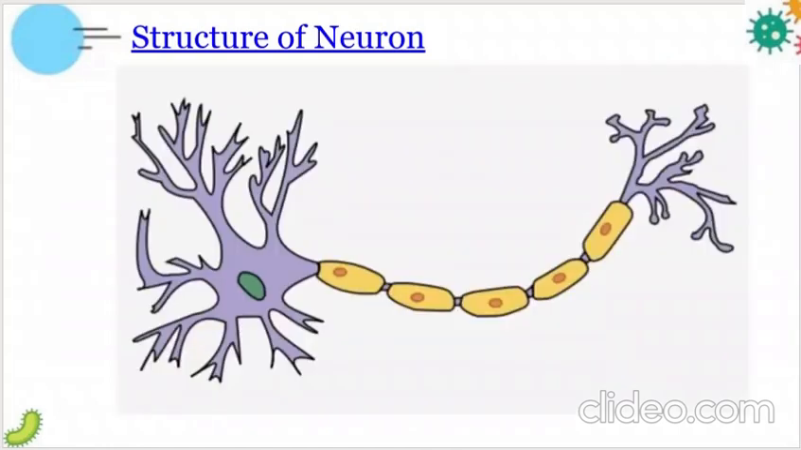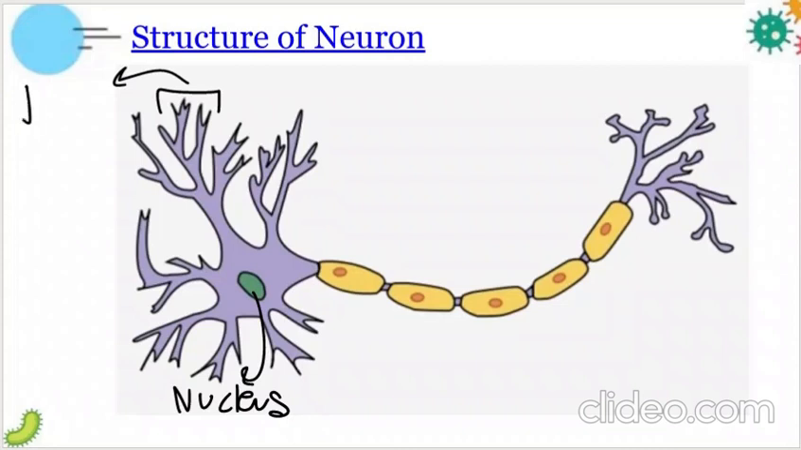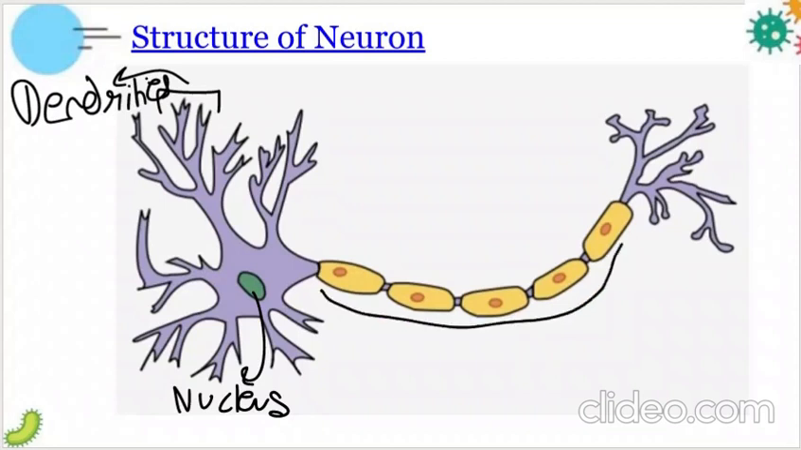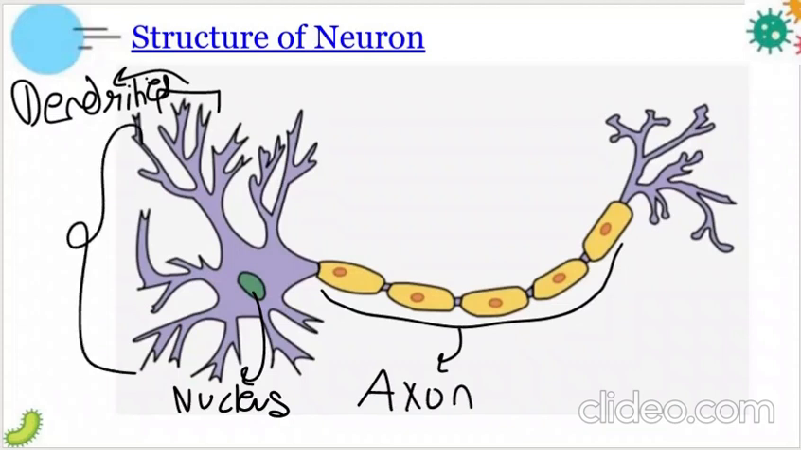Let me show you the structure. Now we are going to label this. This is my nucleus, correct? These branches which you can see are nothing but dendrites, correct? They receive the information. Now this long body is known as the axon. This whole structure, the whole purple color thing, is the cell body, also known as the cyton.